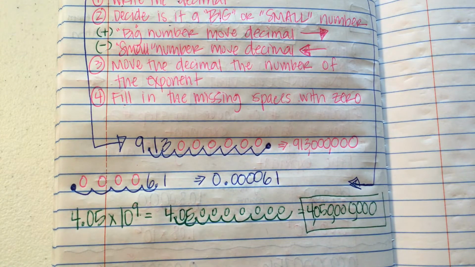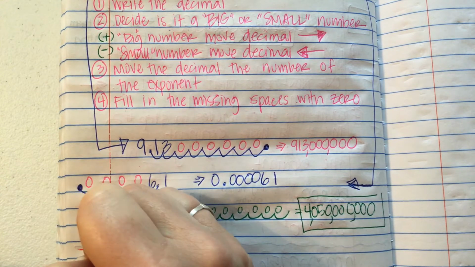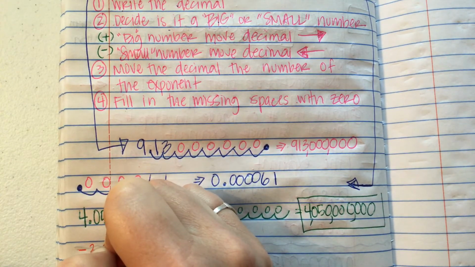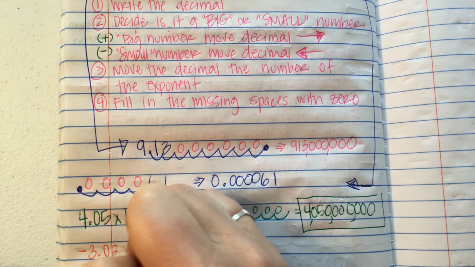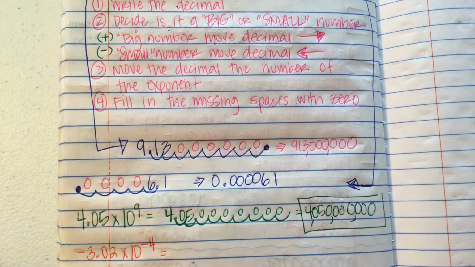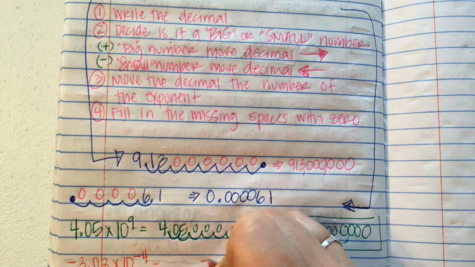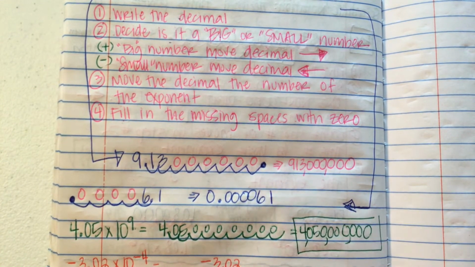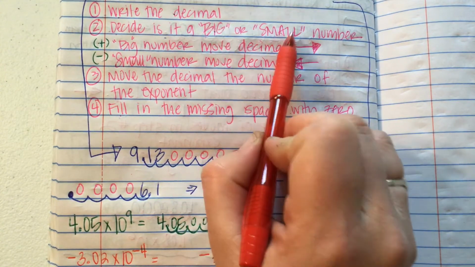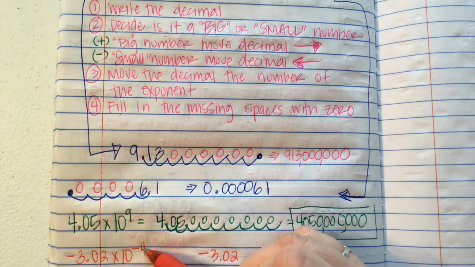Let's do negative 3.02 times 10 to the negative 4th. All right, write the decimal. Sorry, write the decimal. Negative 3.02. Is it going to be big or small? It's going to be a small number because I have a negative exponent.